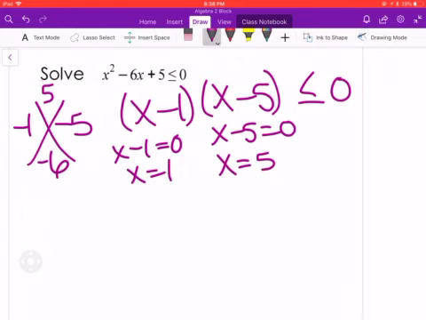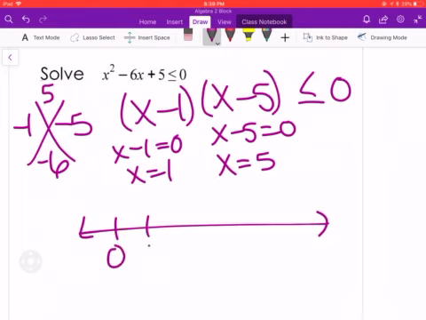Had this been an equation versus an inequality, I would be done solving this. These would be my answers. I would have two answers and that's it. But since it's an inequality, this quadratic expression is less than or equal to 0. That means I'm going to have a range of values that x could be. So if I throw 1 and 5 on the number line, it's going to help me decide where that range of values is going to be.